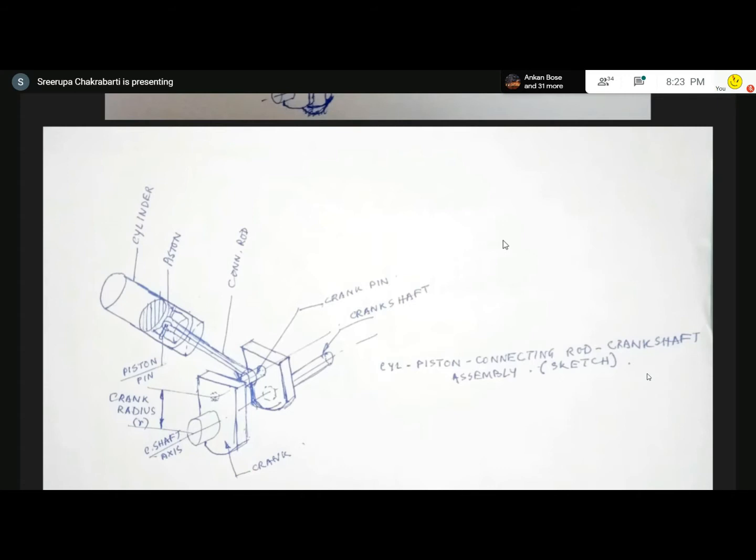So that also rotates. The connecting rod moves in a plane. The piston moves in a straight line. The connecting rod moves in a plane. And the crank rotates. That crankshaft rotates. So this is the thing which we are trying to tell you.